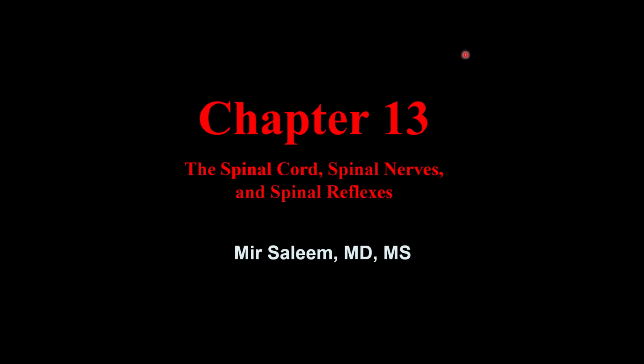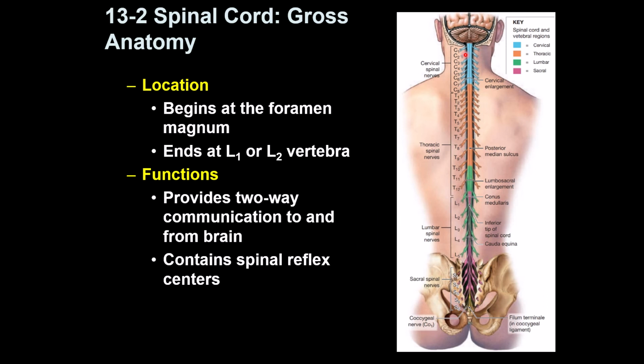Chapter 13 is about the spinal cord, spinal nerves, and the spinal reflexes. The spinal cord is located in the vertebral column, so this area is the vertebral column, if you remember it from chapter 7. So start here from foramen magnum, that is part of the occipital bone, and it goes around this area, which is L1, L2.